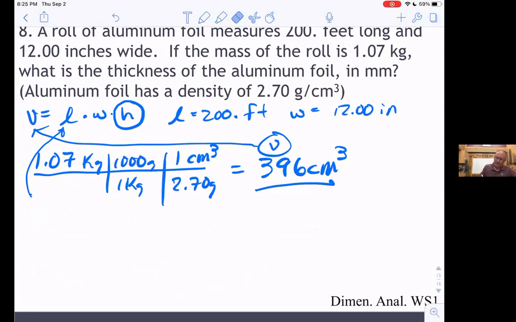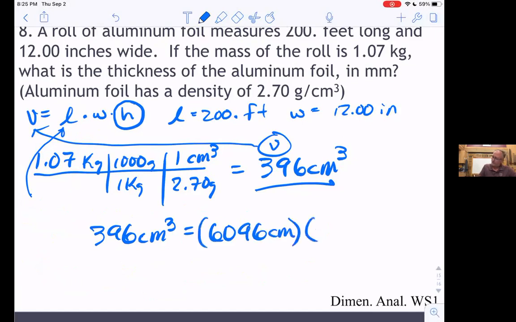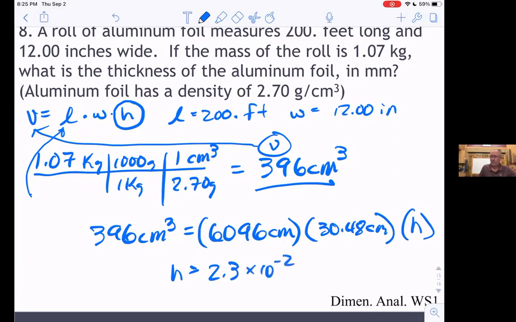So my volume is actually 396 centimeters cubed. My length was 6096, and my width was 30.48. And what I'm solving for is essentially the height or the thickness. When you do that, your height ends up being about 2.3 times 10 to the negative 3 centimeters, so 0.0023 centimeters.